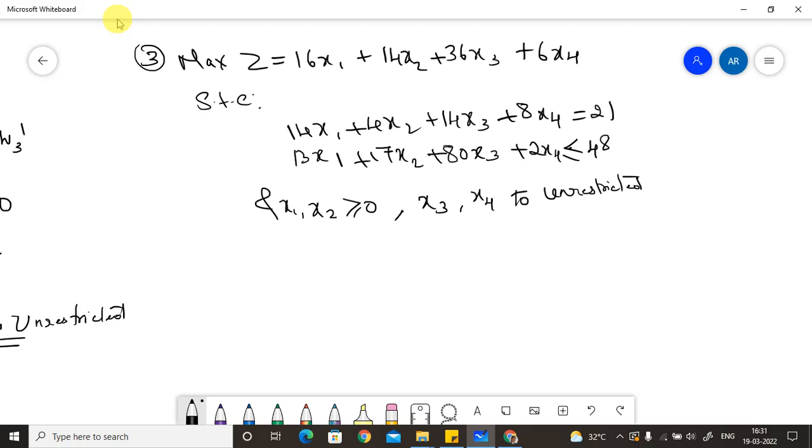So this is the primal problem. Now we have to convert this first into canonical form. Let us convert that into canonical form.